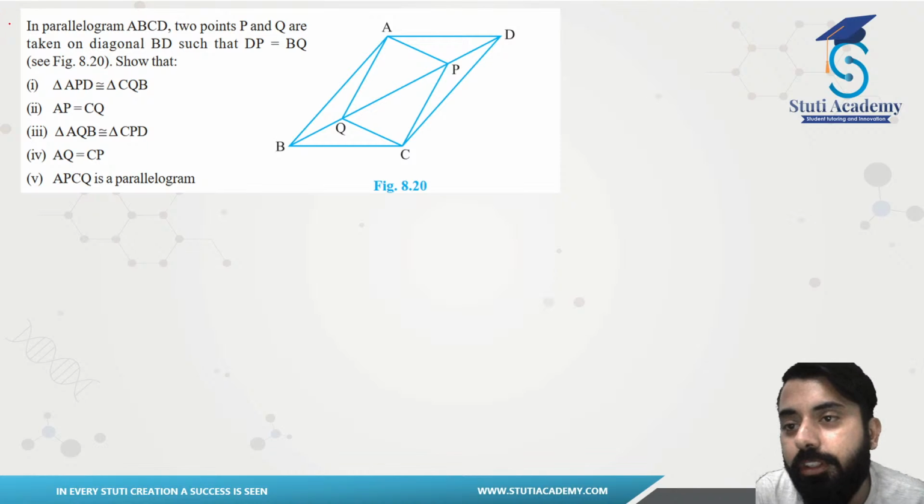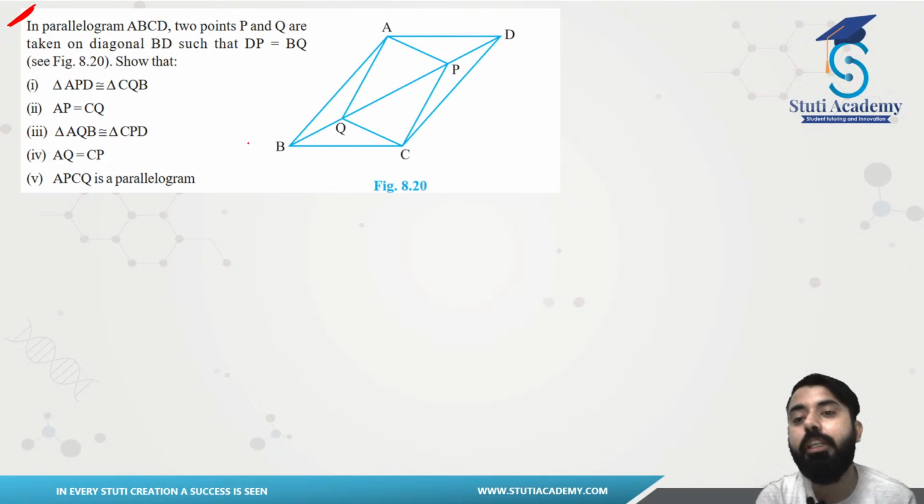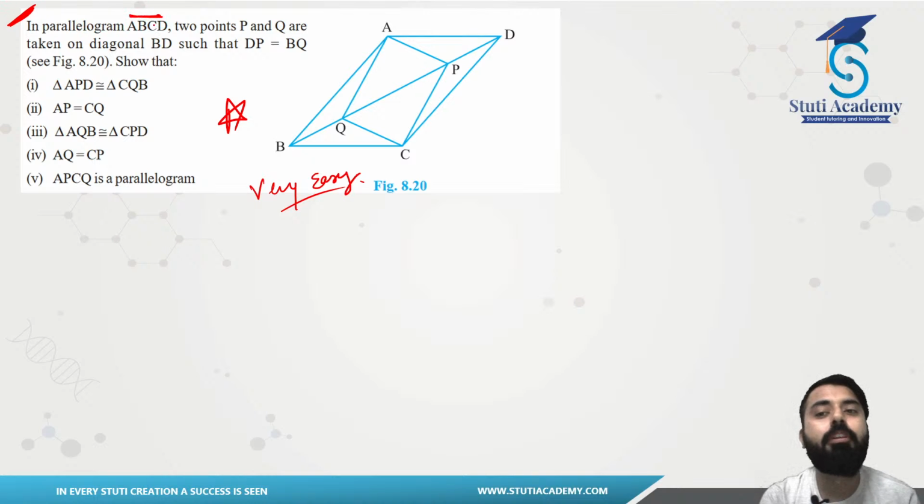So in today's session, we have this very first question with us. See, this question is very important. Remember, this question is very important, but this is very easy too. This is very easy, though it is very important. So for this question, you just have to make sure you have been given what? You have been given ABCD is a parallelogram. First of all, you have been given ABCD is a parallelogram.